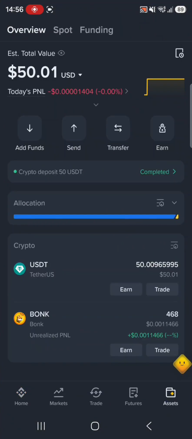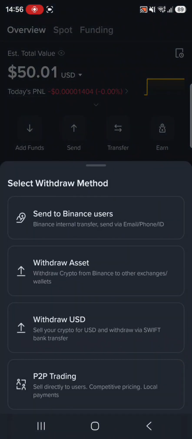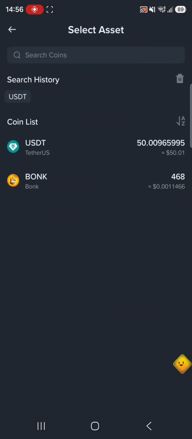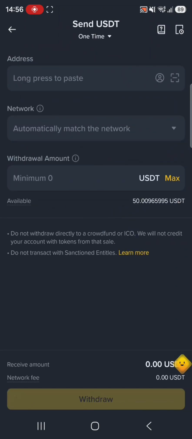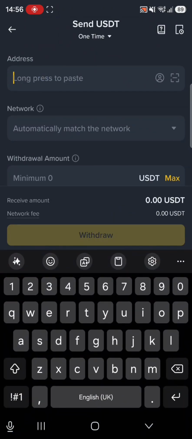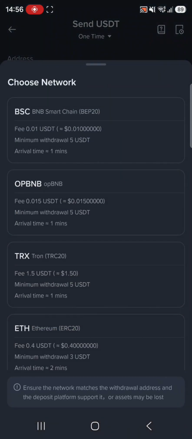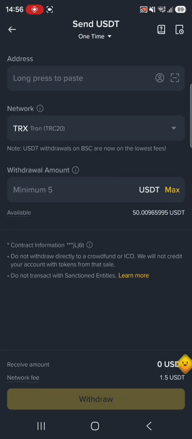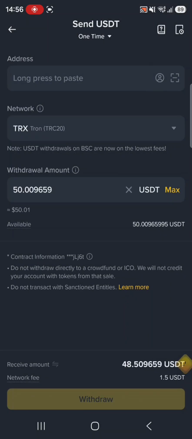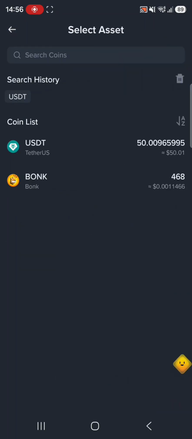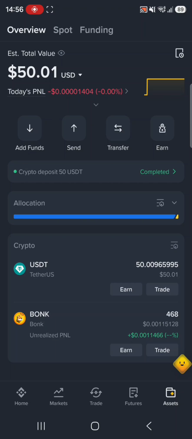Go to your Binance, and remember you can substitute with any exchange. Then you click on send. Then you click on withdraw assets. You choose your assets, that is USDT. You paste the address copied in Ranquilly. Then the network is TRC20. Then you enter max as your amount. After that, you'll get your funds in 5 to 15 minutes in your Ranquilly account.